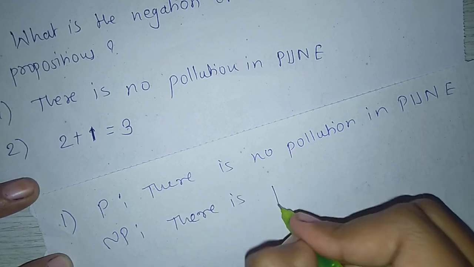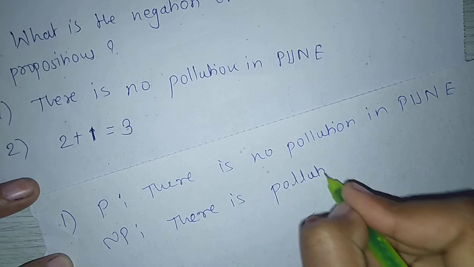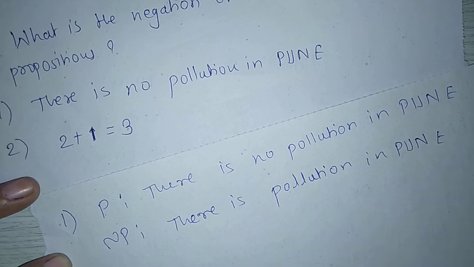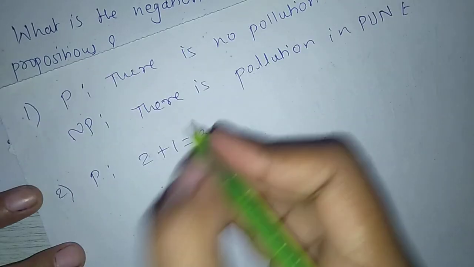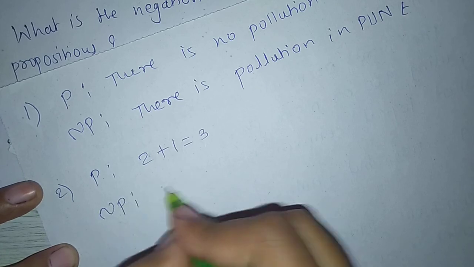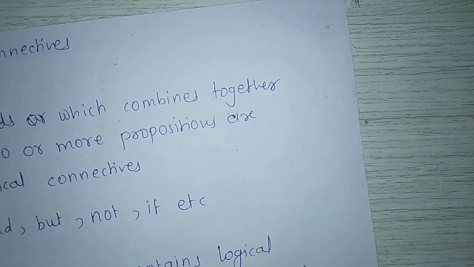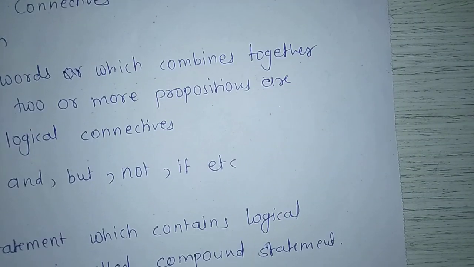There is pollution in Pune. Second, the proposition is 2 plus 1 equal to 3. Negation of P is 2 plus 1 is not equal to 3. Next, logical connectives.